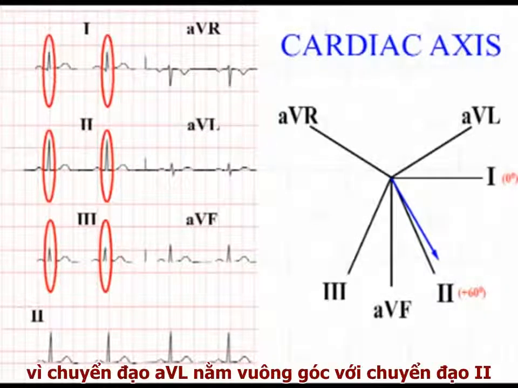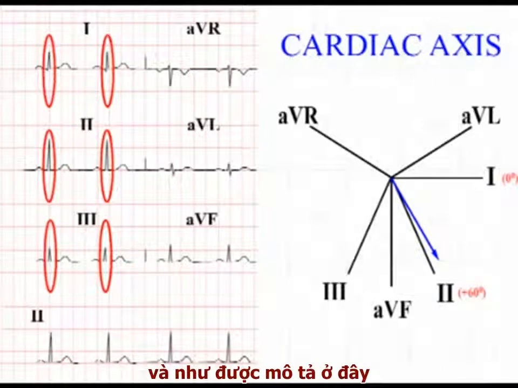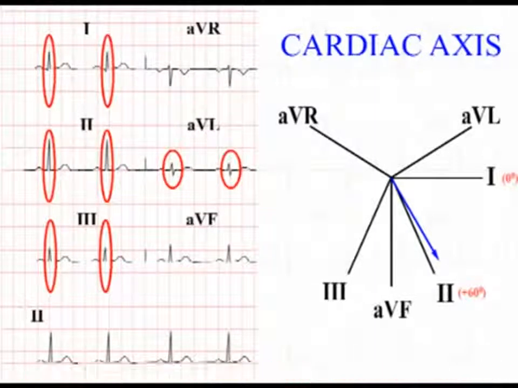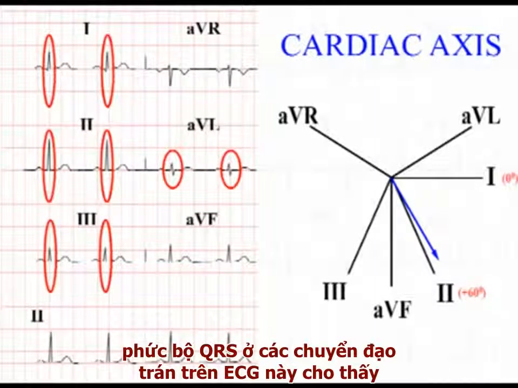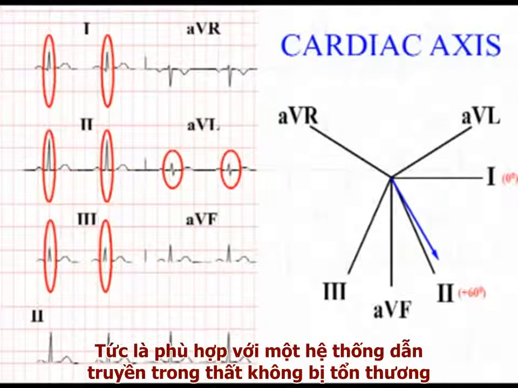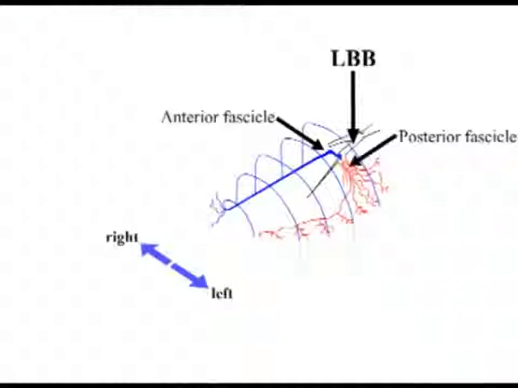Also note that as aVL lies at 90 degrees relative to lead 2, as shown here, aVL tends to be close to isoelectric in this situation. The pattern of QRS complexes in the frontal leads on this ECG indicates that the cardiac axis lies at approximately 60 degrees and is consistent with an intact intraventricular conducting system.